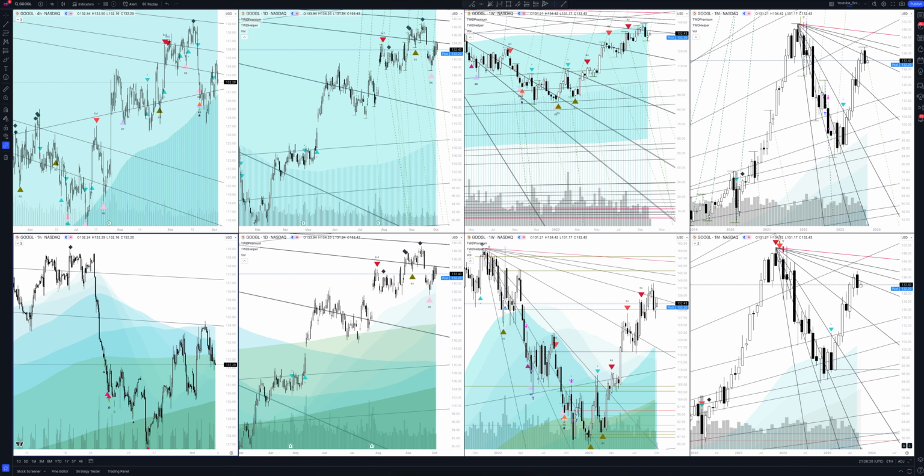Today we will take a look at Alphabet Class A stock. Let's analyze the market situation and find out how you can make money on it. Let's start.